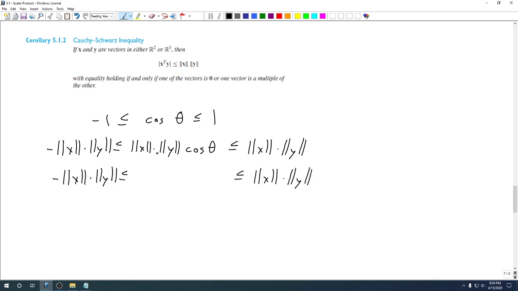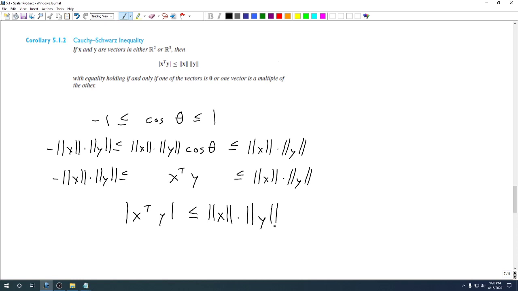In other words, if we replace magnitude of x times magnitude of y times cosine, we know that is the scalar product, and it has to be between negative the product of the magnitudes and the product of the magnitudes. Or in other words, the absolute value of the scalar product always has to be less than or equal to the product of the magnitudes.